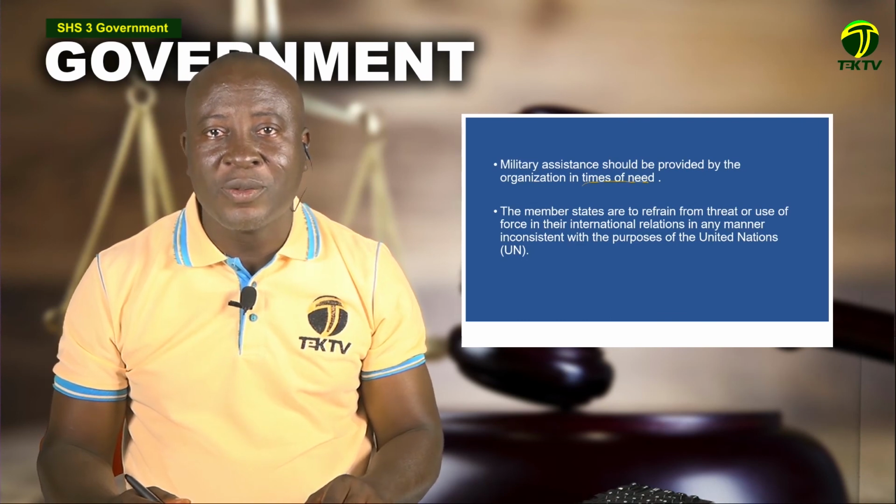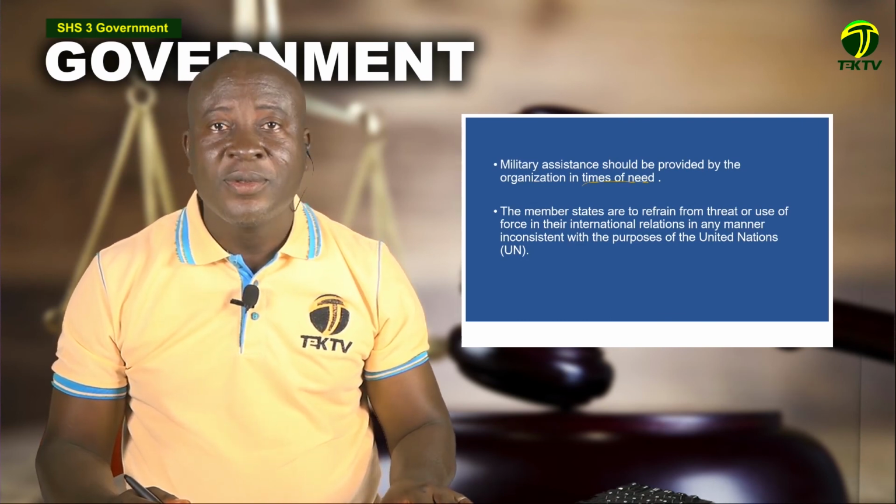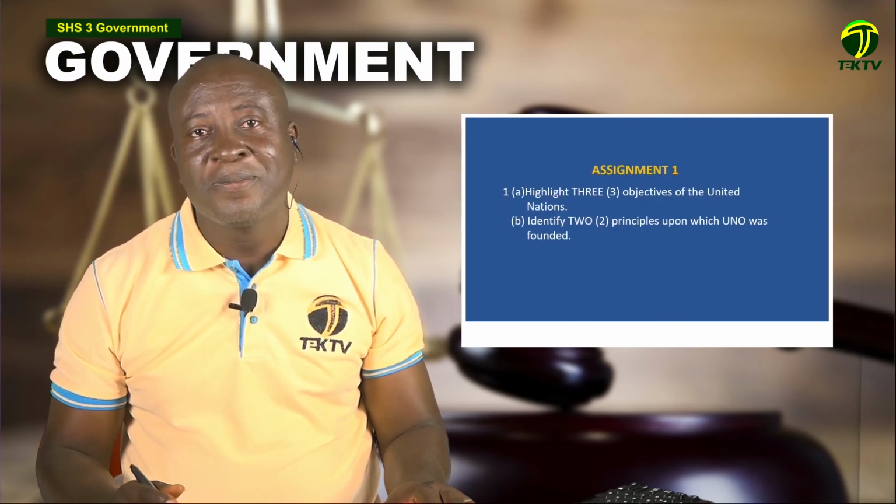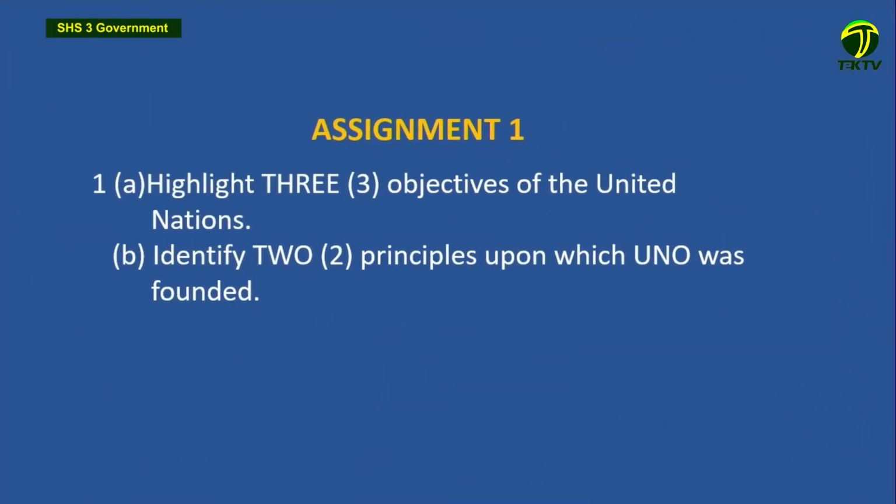But before we close, you take an assignment. Assignment 1. Highlight 3 objectives of the United Nations. That is 1A. And 1B. Identify 2 principles upon which UNO was founded.